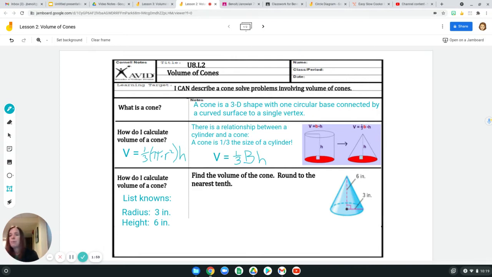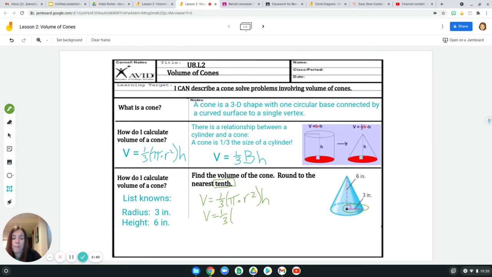All right, let's look at a couple examples. This first one, we have a cone, and we're going to round our answer to the nearest tenth, and that rounding takes place at the end. So again, we're going to be listing what we know, and then that will help us to substitute into our formula. On this cone, I can see the radius is 3, and that's right here. And then the height, how tall it is, 6 inches. So take your formula, 1/3 times pi times radius squared times height. And now we're going to substitute in our knowns.